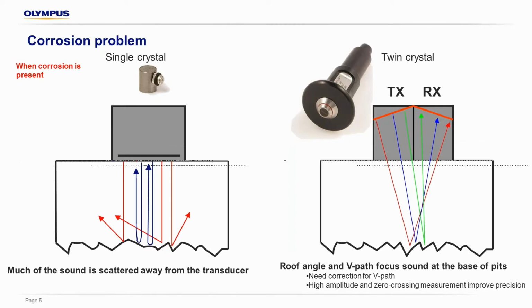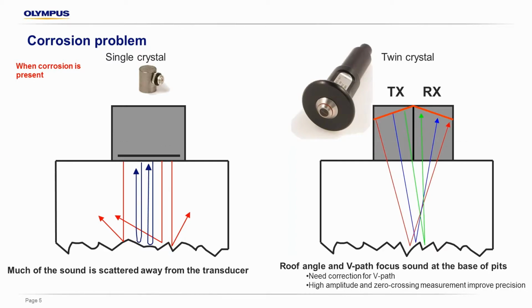So we all know that when corrosion is present, the back wall is very irregular, which means that if we would use a single crystal transducer, the sound would be scattered away from the transducer. Because of the rough back wall, most of the sound intensity will not arrive at the transducer itself. It means the sensitivity would be very low, especially in the case of pitting.